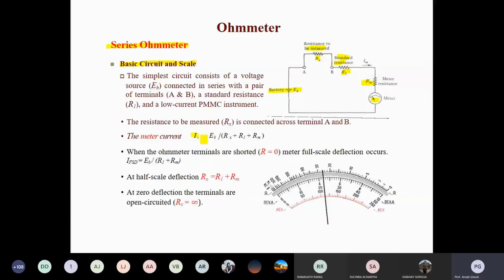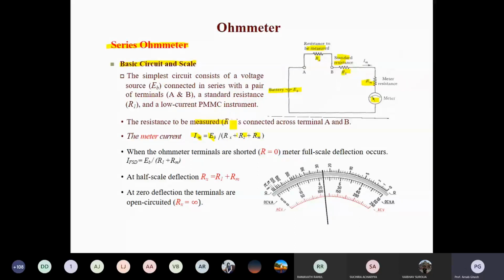When you substitute the values of EB, R1, Rm and Im, you are directly able to get the value of the unknown resistance Rx. Okay, a simple method. Sometimes you are going to measure for the FSD configuration.